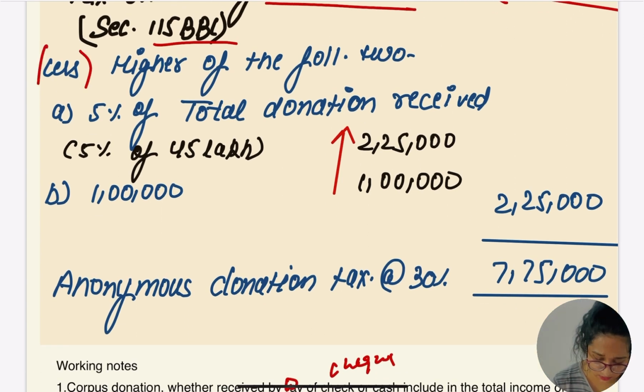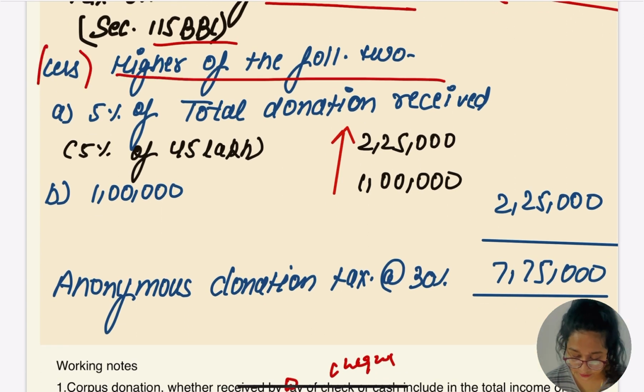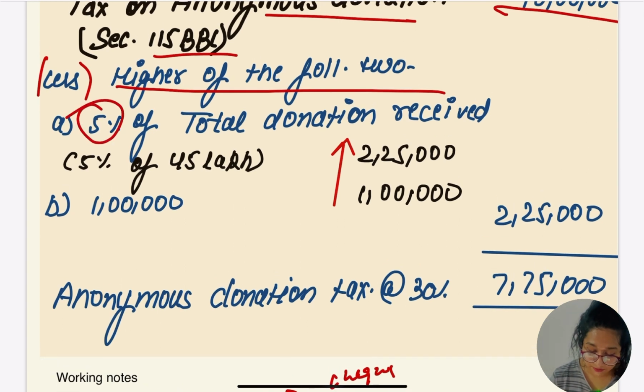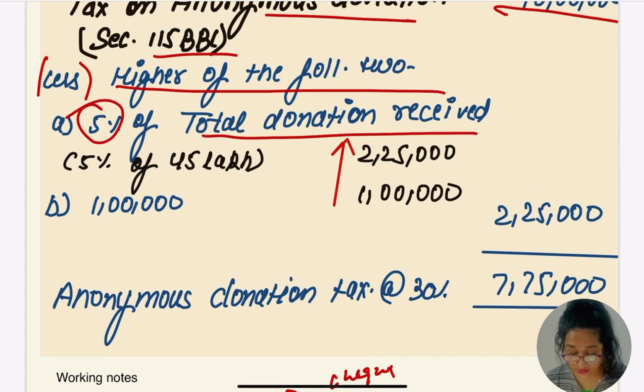We have to deduct the higher of the following two. First, 5% of the total donation received. The total donation was how much? 45 lakh. So let's take 5% of 45 lakh, that is 2,25,000. This part is clear.